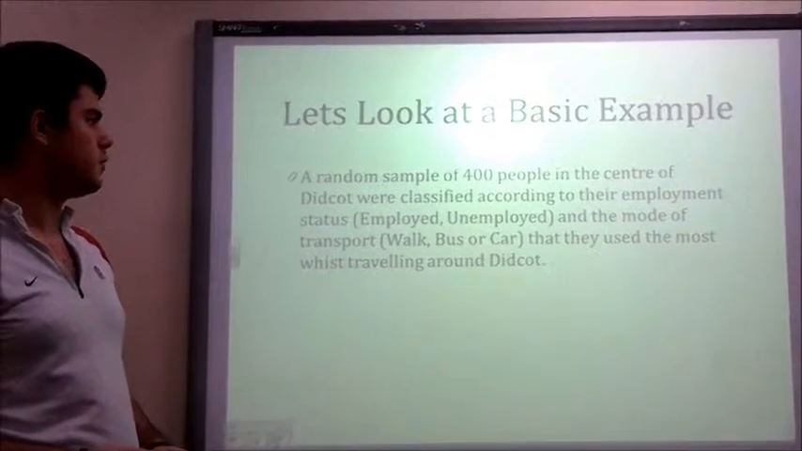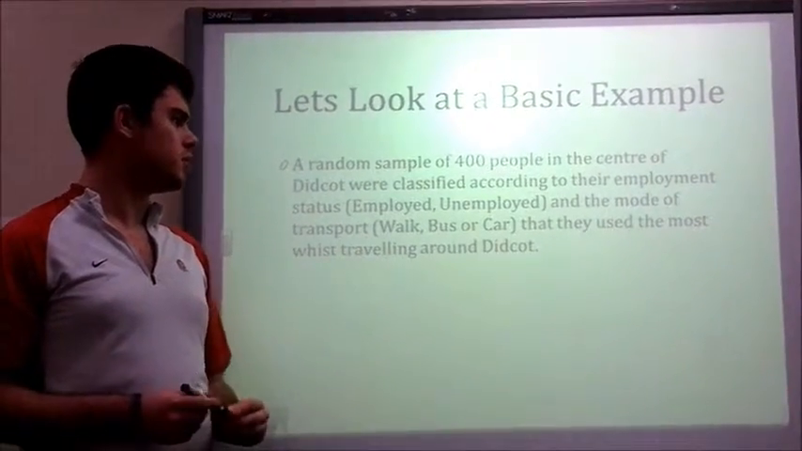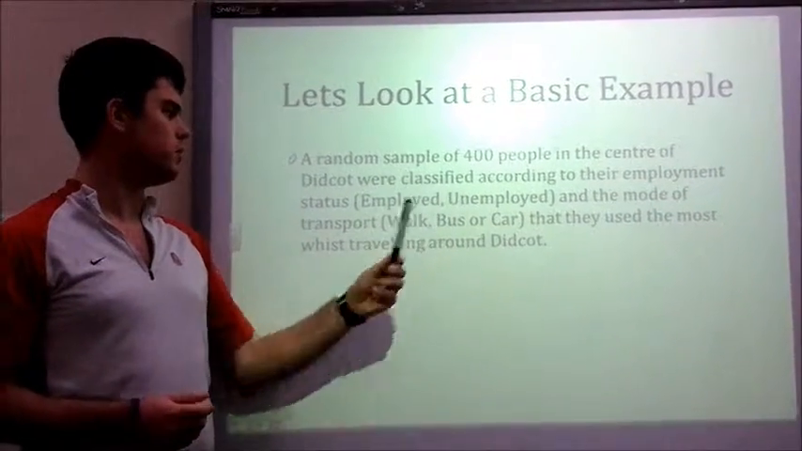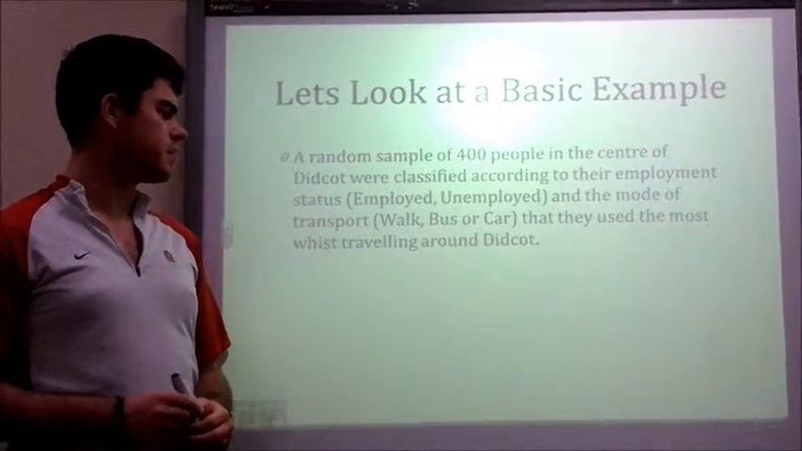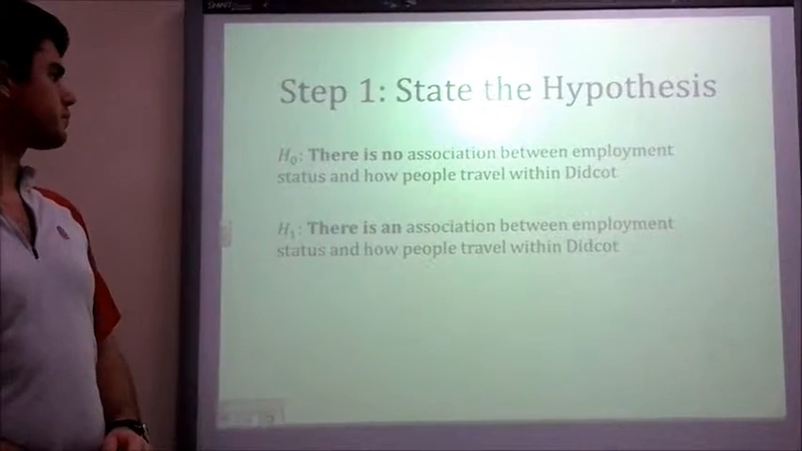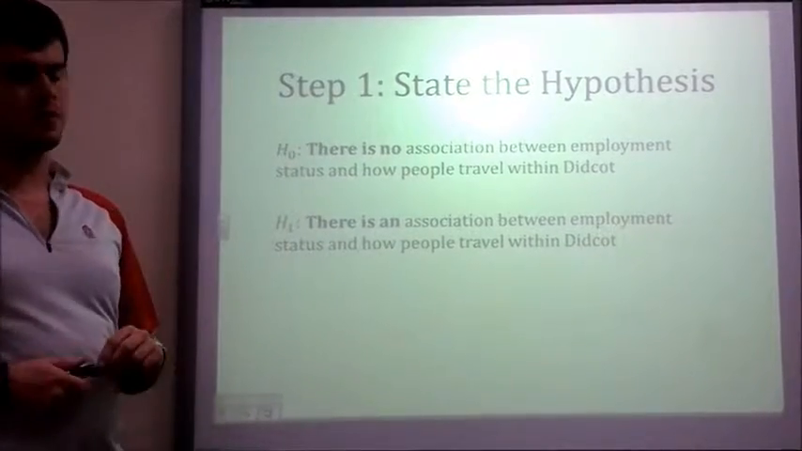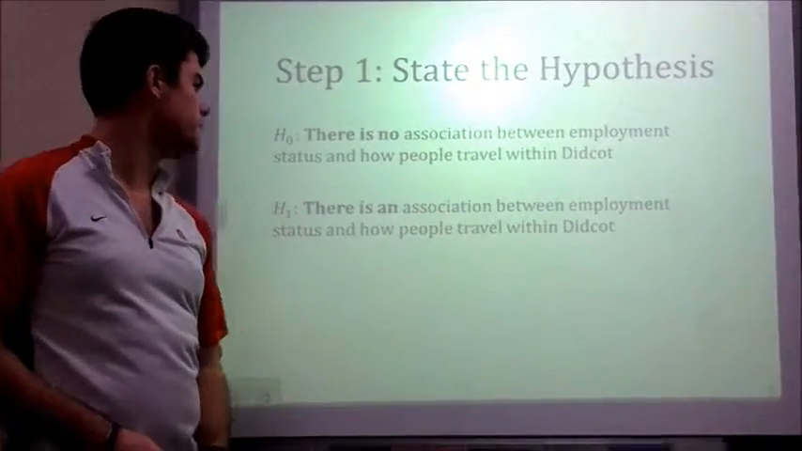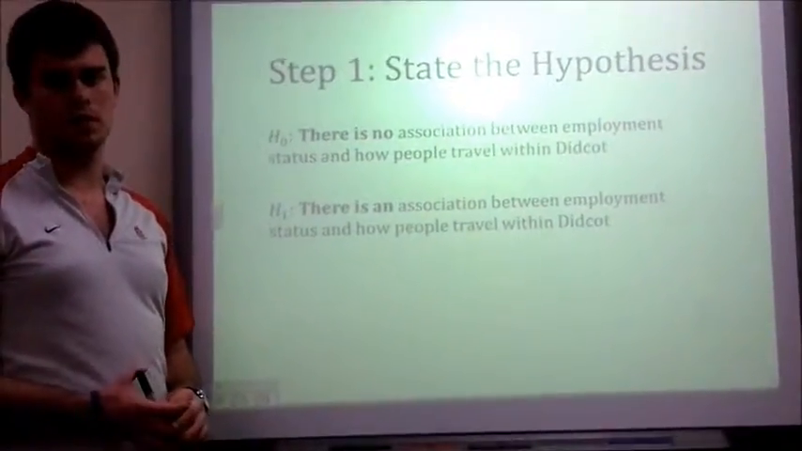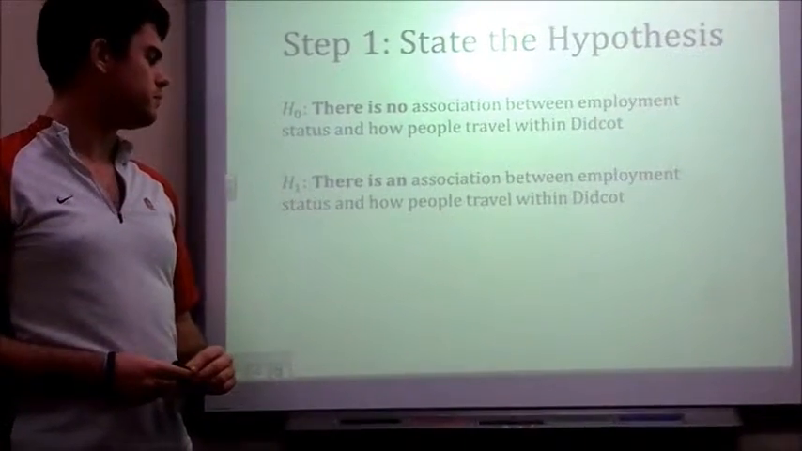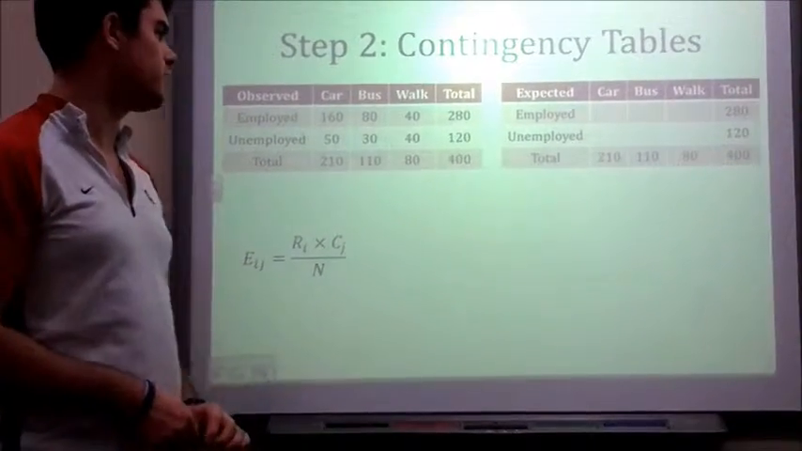So let's have a look at a basic example. A random sample of 400 people in the centre of Didcot were classified according to their employment status, employed or unemployed, and the mode of transport, walk, bus or car, that they used most whilst travelling around the town. Step 1. State the hypothesis. So, the null hypothesis will be that there is no association between employment and how people travel around Didcot. H1. There is an association between employment and how people travel around Didcot.